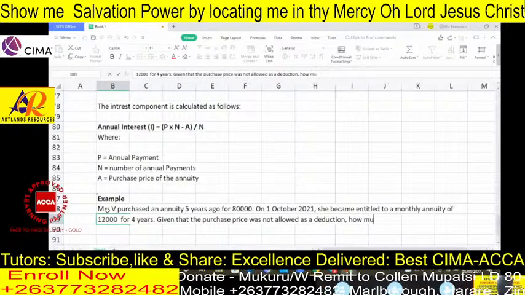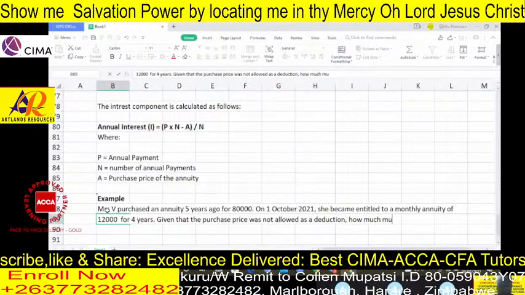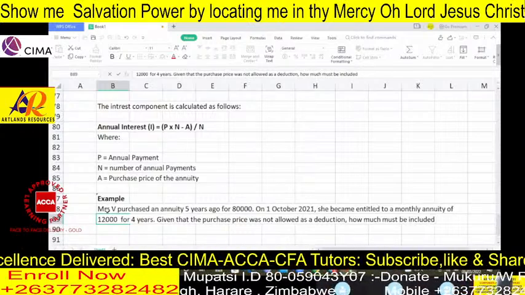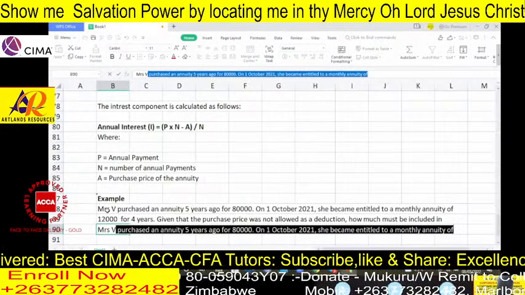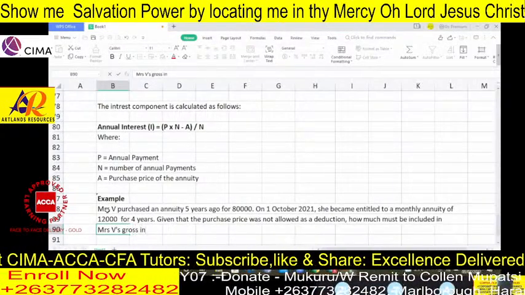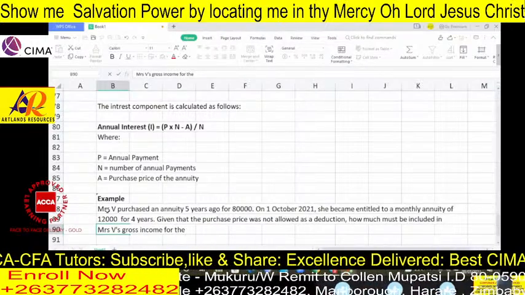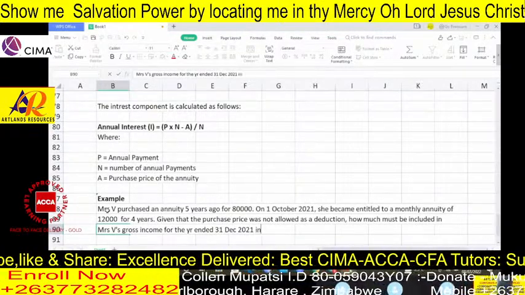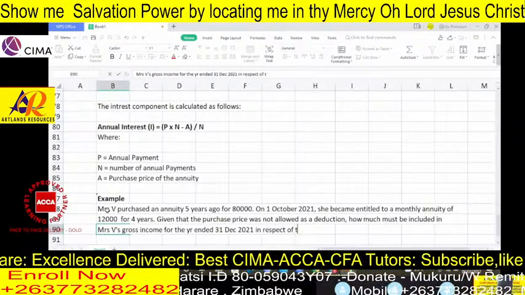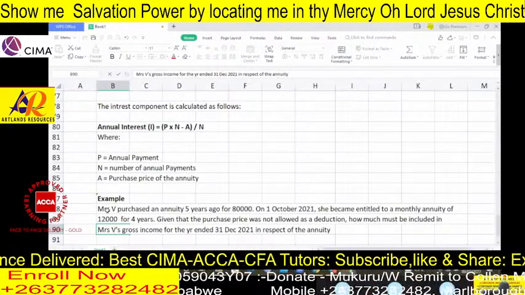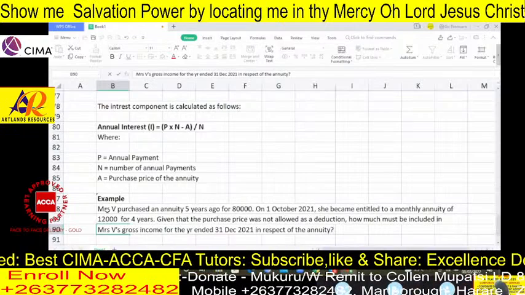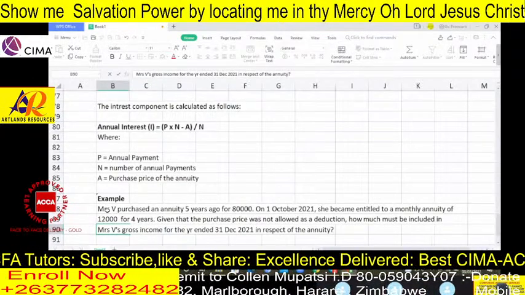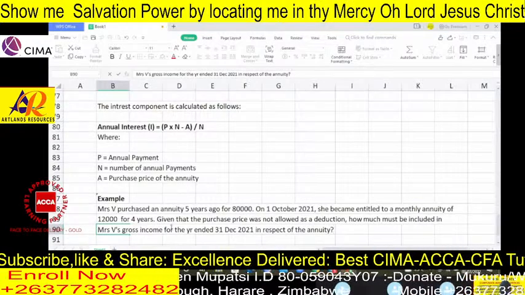How much must be included in Miss V's gross income for the year ended 31 December 2021 in respect of the annuity? So you'll be given such questions. How much then should we include in Miss V's gross income for the year ended 31 December 2021 in respect of the annuity? So before I answer this question, I need to come to this formula here.